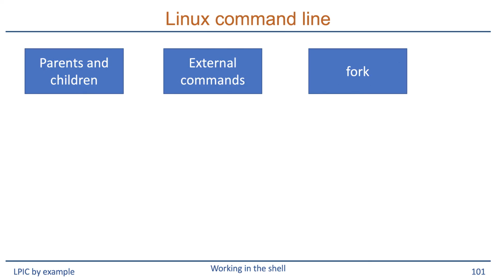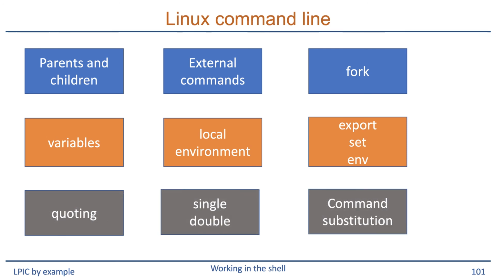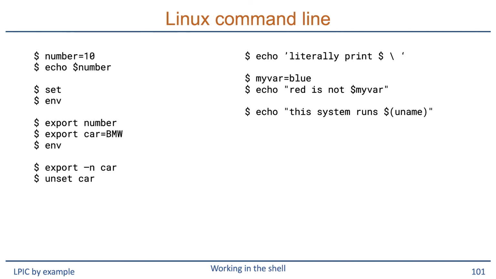So in summary, we discussed parent processes and child processes and saw that external commands will generate a fork to create a child process. We looked at local variables and environment variables or exported variables with the commands export, set and env. And we dealt with quoting, single, double and command substitution with backticks.